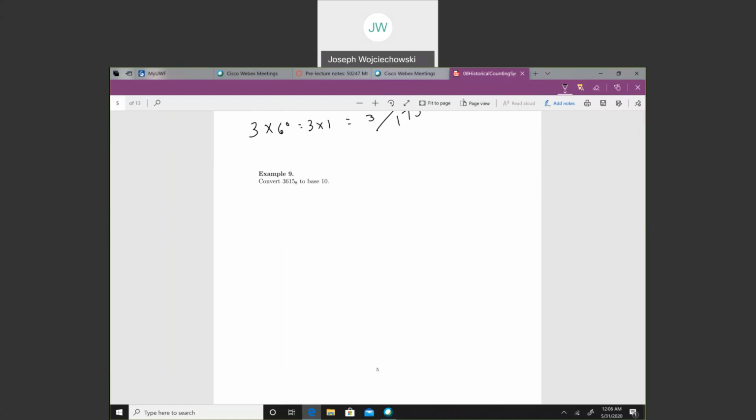Okay, so now we have a base 8 number that we want to convert to base 10. Write it out here. 5 times 8 to the 0, 1 times 8 to the first, 6 times 8 to the second, and 3 times 8 to the third. This is 5 times 1. This is 1 times 8. This is 6 times 64. And this is 3 times 512, which is 1536.